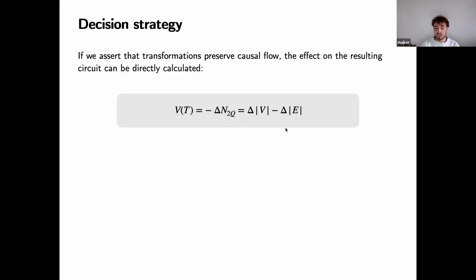So for each transformation, the change in the number of vertices minus the change in the number of edges would simply be how many two-qubit gates that transformation has removed in the circuit. So for each transformation, we can immediately view the effect of it on the circuit and use this to select the most optimal transformations.